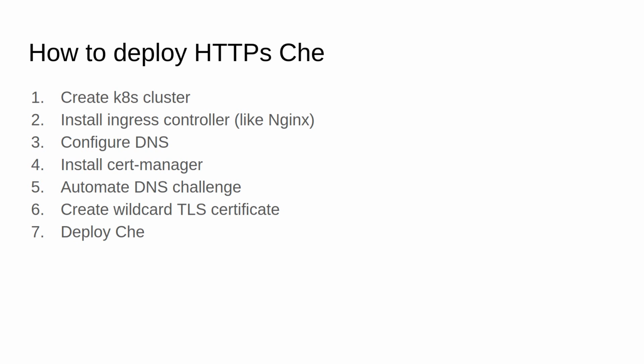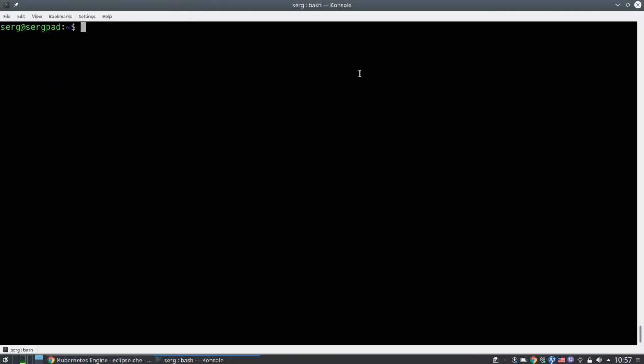Che requires wildcard certificates. It's why we need to do some work to automate the DNS challenge. Then we create the wildcard TLS certificates themselves and then deploy Che. So to deploy Che on Google Cloud Platform, first of all we need to create a Kubernetes cluster.